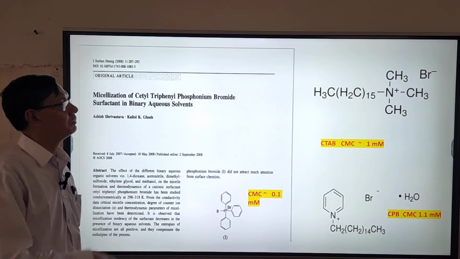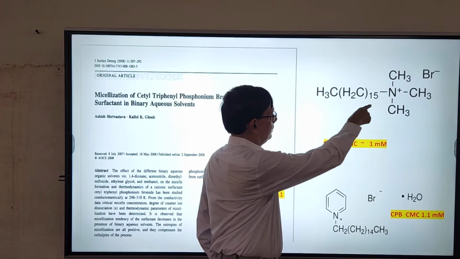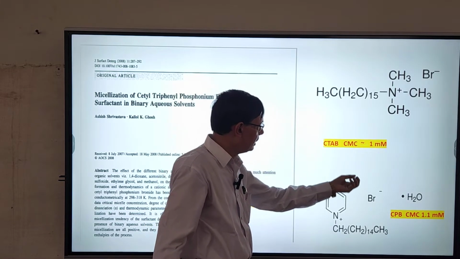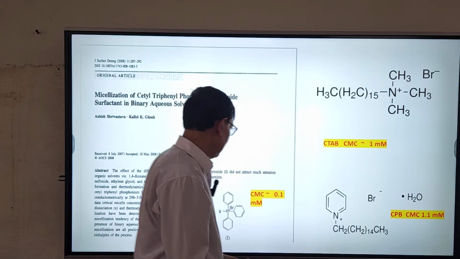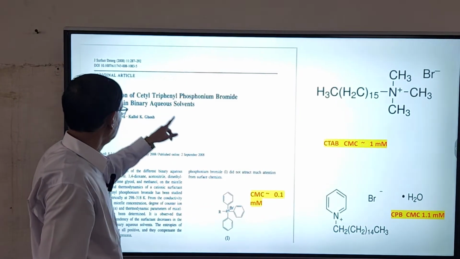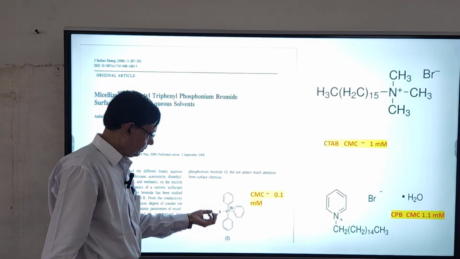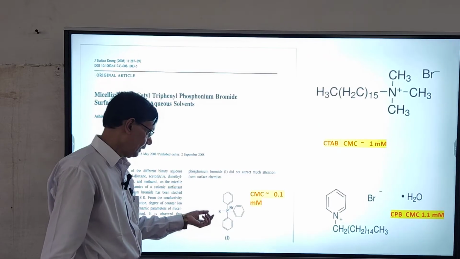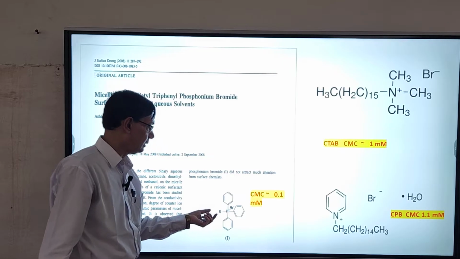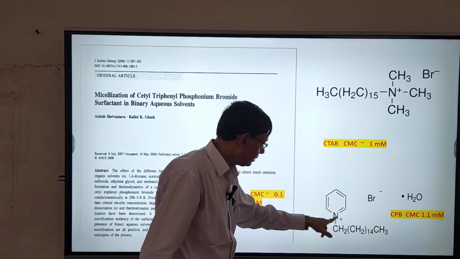CTAB is very common, C16H33 N(CH3)3 Br, and its CMC is 1 millimole, 0.9 millimole, 0.8 millimole, like that. Now when I change the head group to cetyl triphenyl phosphonium bromide, we have prepared different types of this phosphonium bromide surfactant. Here the value is 0.1, with the same C16H33 chain. And here is also CPB, again another type of surfactant.